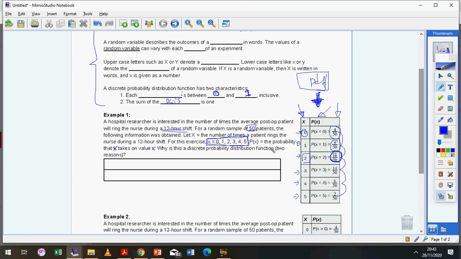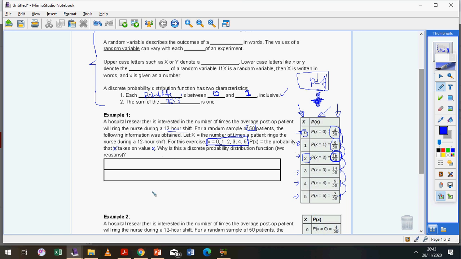Give 2 reasons. First of all, if you look at each of these probabilities, none of them is bigger than 1, right? So that's one of your answers: each probability is between 0 and 1 inclusive.